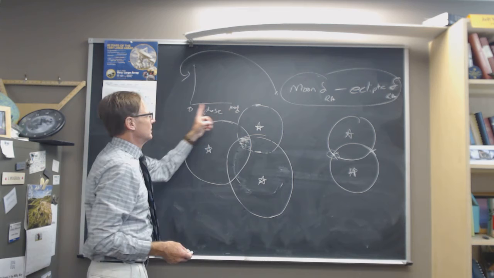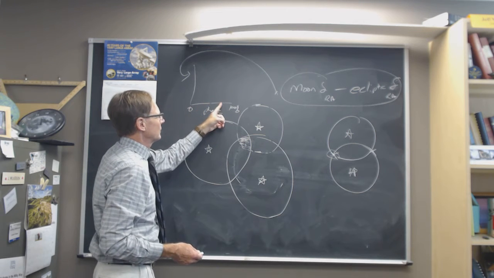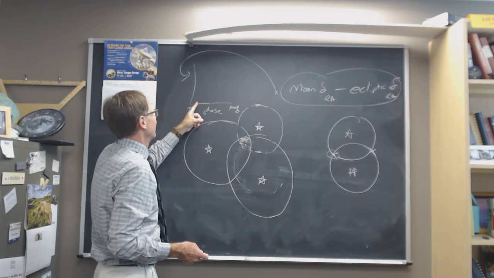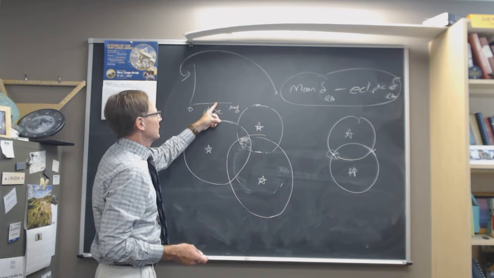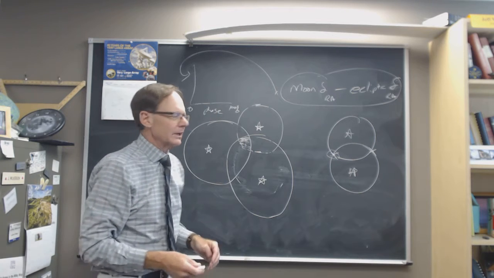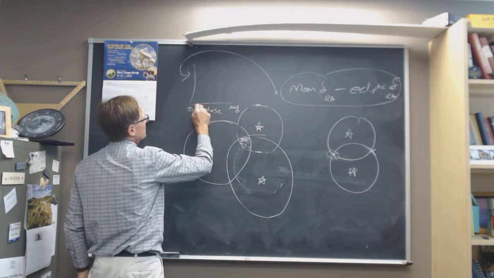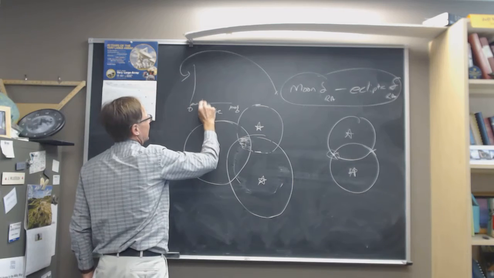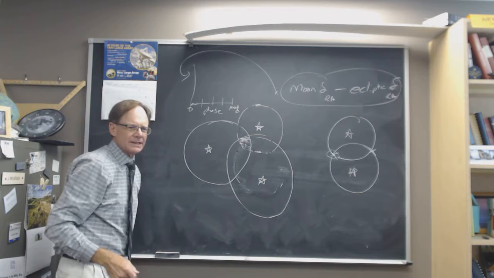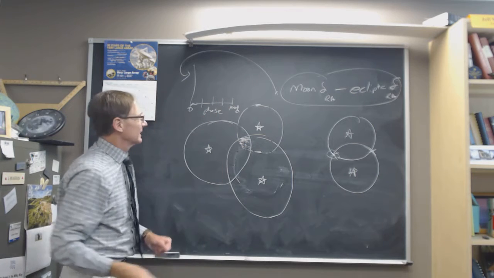So new moon, back to new moon. Good grief, I'm not doing this right at all. So this would be new. That would be first quarter, that would be full, that would be third quarter, that would be back to new, and you've done a complete cycle across there.